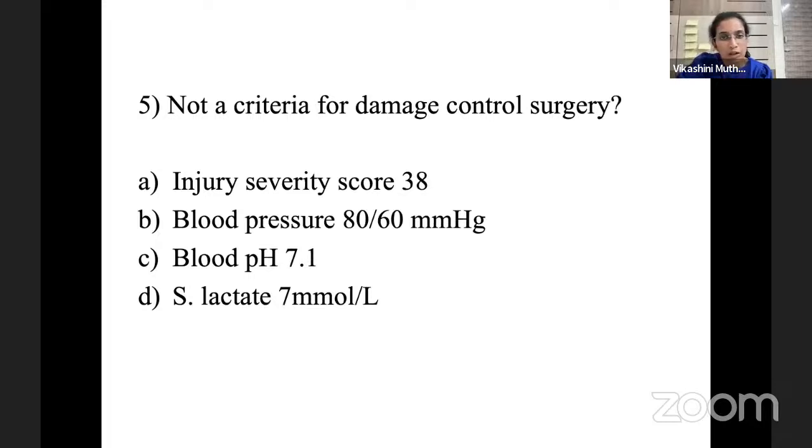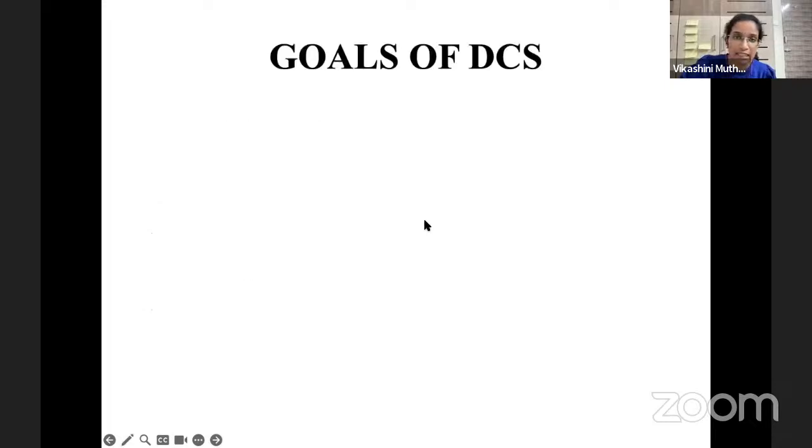Not a criterion for damage control surgery. Which of the following is not a criterion for damage control surgery? Whether it's an injury severity score of 38, or blood pressure of 80 over 60, pH of 7.1, or serum lactate of 7. In which of the following is it not a criterion, such that you don't take a patient for DCS?